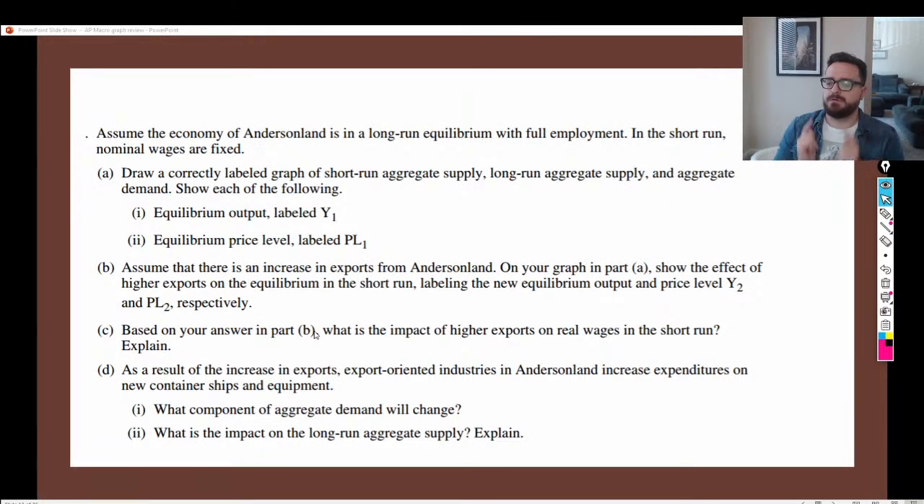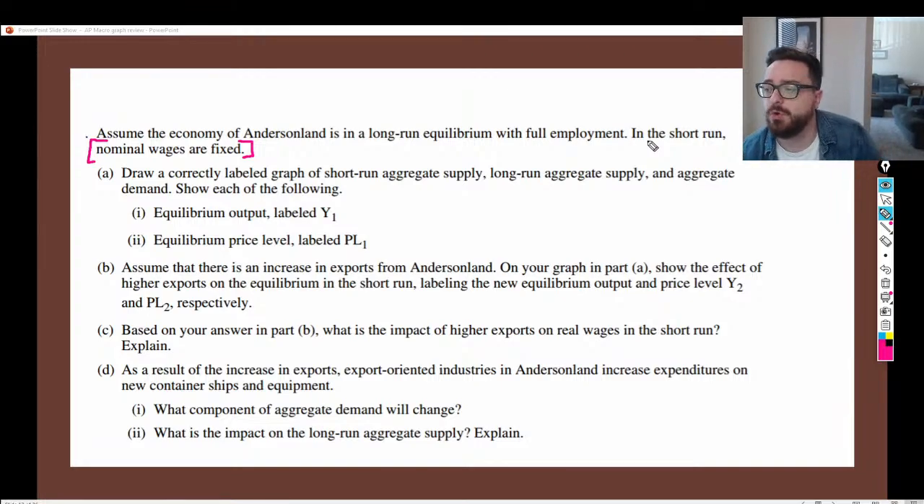Okay, here we go. So assume the economy of Anderson Land is in a long-run equilibrium with full employment. In the short run, nominal wages are fixed. Now, this statement here is important, but it is also kind of a given. I do assume this every time anyway. In the short run, nominal wages are fixed. That just means your paychecks don't really change in the short run. That matters because when price levels go up and down, that'll affect how rich you actually are. So, A, draw a quickly labeled graph of the short run, long run, and aggregate demand. Label everything, basically.